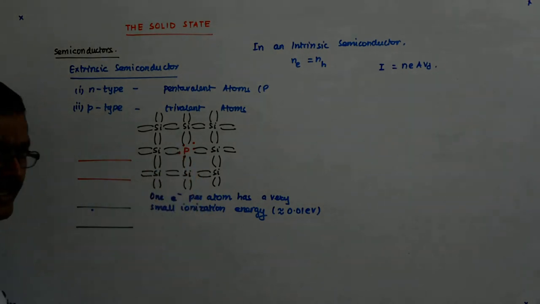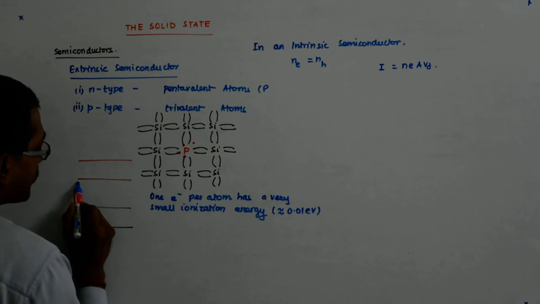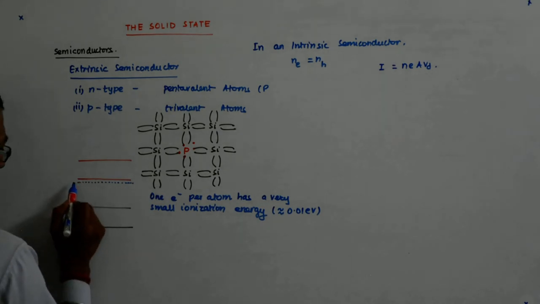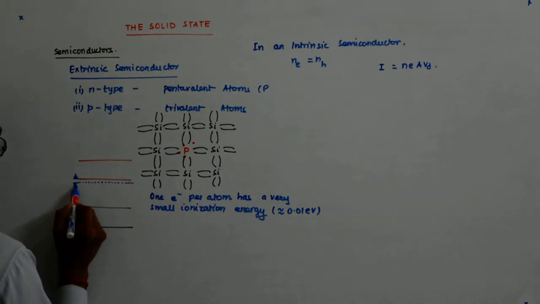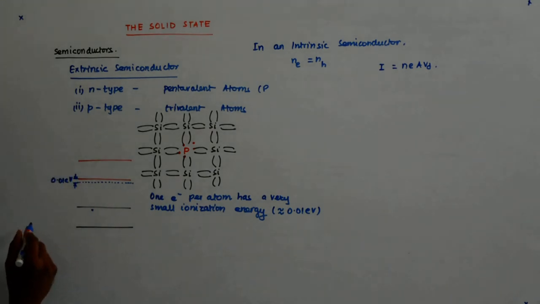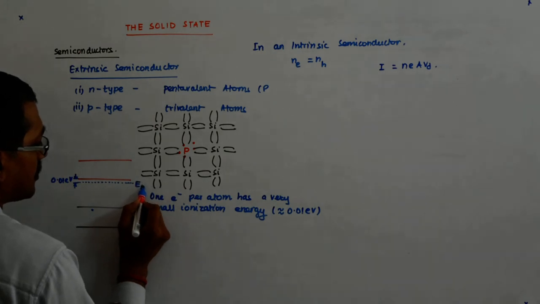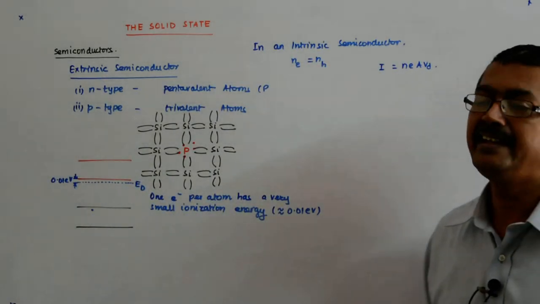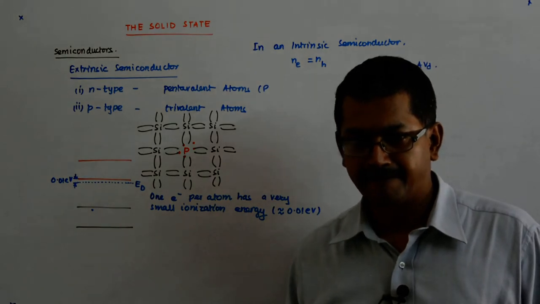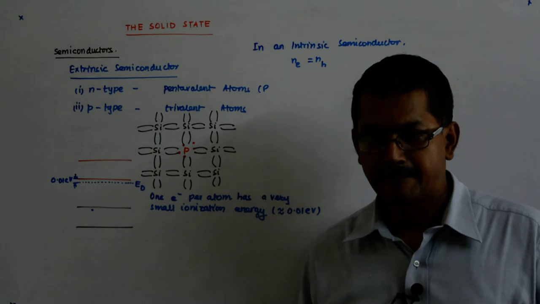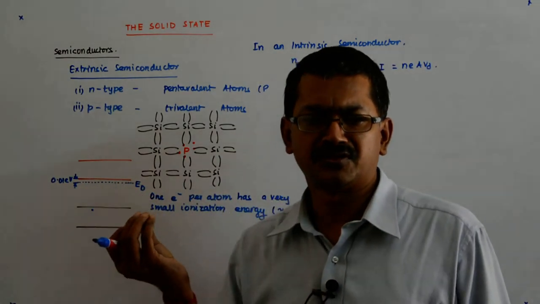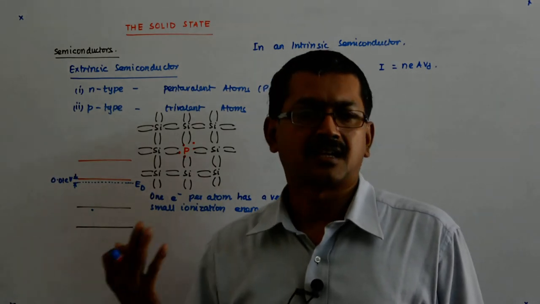So the whole impact of adding a pentavalent atom is like introducing an energy level just below the conduction band, at 0.01 eV, and this is called the donor energy level, ED. You understand that? Now what happens? With just a small amount of energy, this electron immediately jumps into the conduction band and starts conducting.